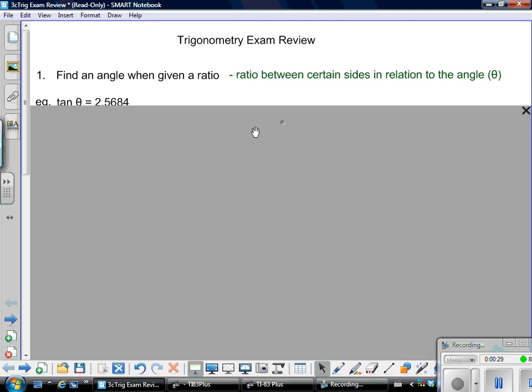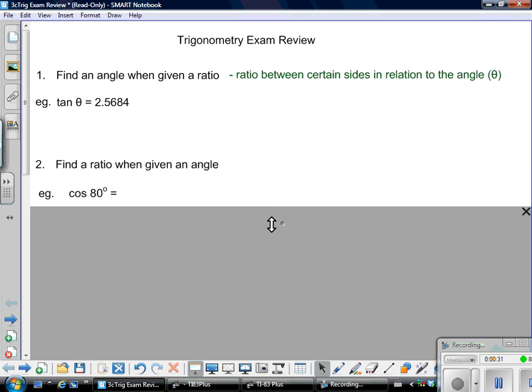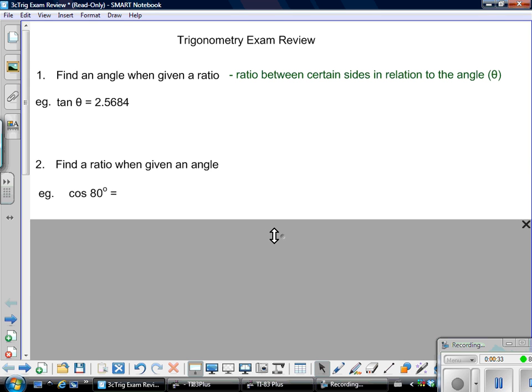Okay, a couple different things. First of all, two different things that we need to be able to do, basic things. And this is even without a triangle at first. The first thing is to find an angle when given a ratio. And the second thing is to find a ratio when given an angle. And in both these cases, we're using our calculator to do this for us.